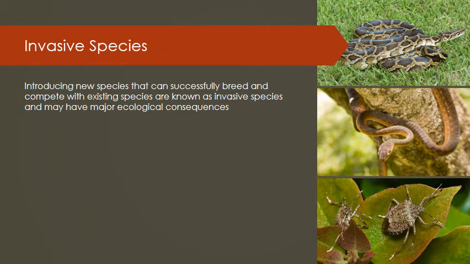And this is where we get to the idea of invasive species, which you guys might find a lot more interesting. These are species that can breed and compete with existing species. They invade a habitat, and they can have huge ecological consequences. There are a lot of examples, and there are going to be more and more and more examples. The brown tree snake of Guam.